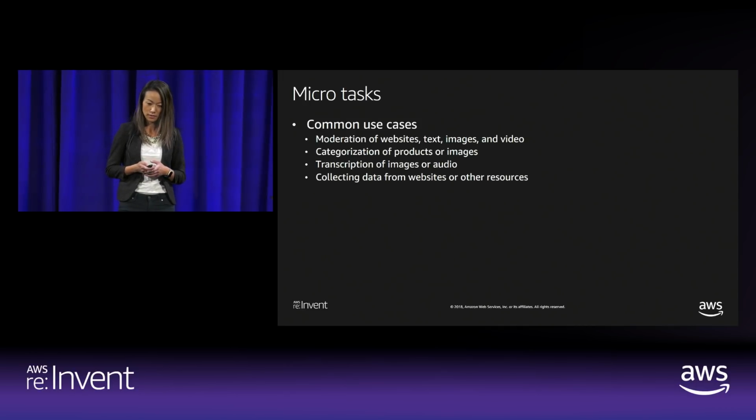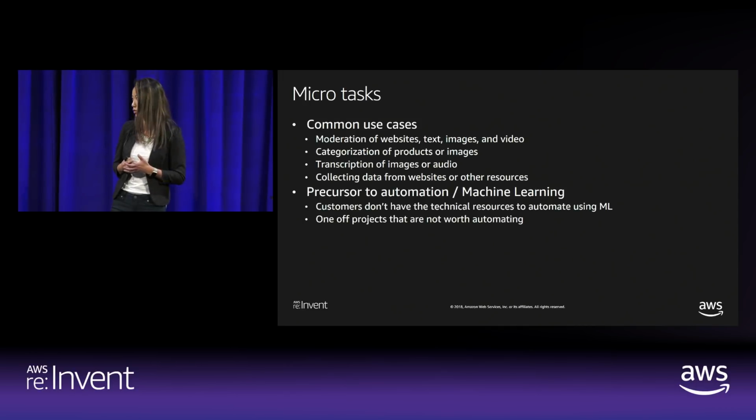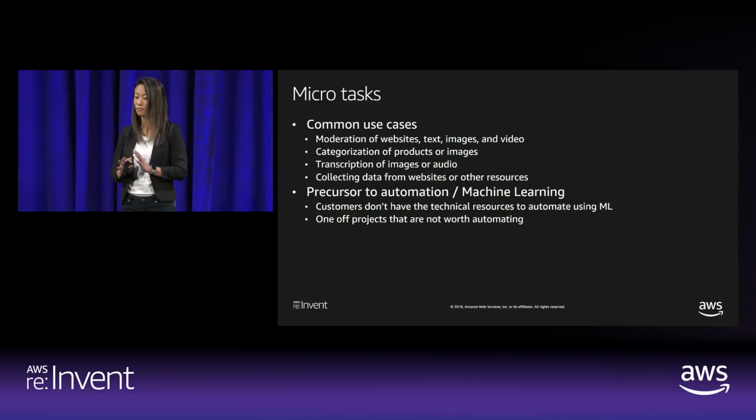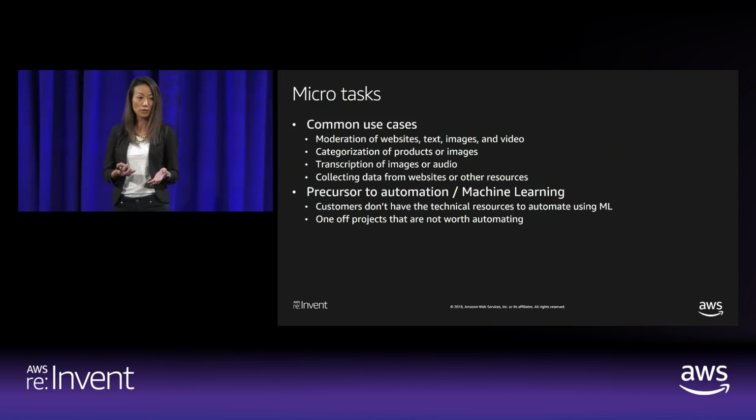And customers use Mechanical Turk for microtasks, in lieu of automation or machine learning, because some customers don't have the capability or the competencies to do automation or build a machine learning model. And for other customers, even if they are doing ML, there are some needs that are just one-off, right? So it's not at the scale where it's worth the investment to do the automation.